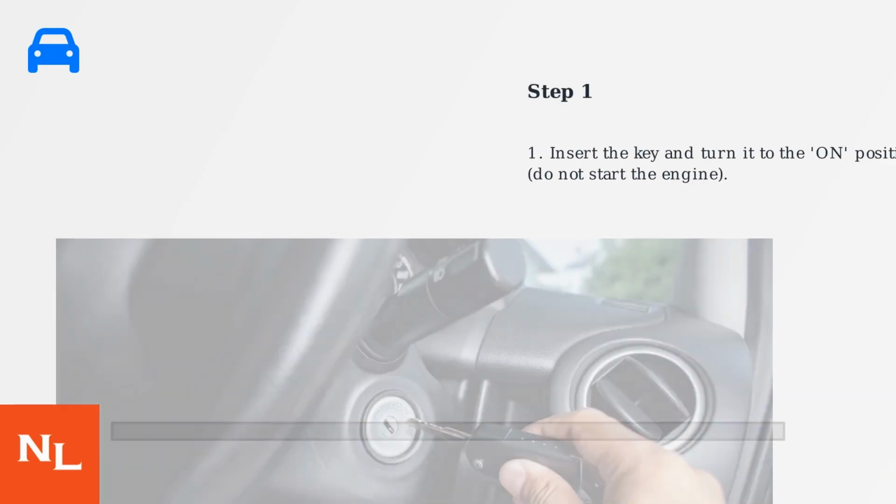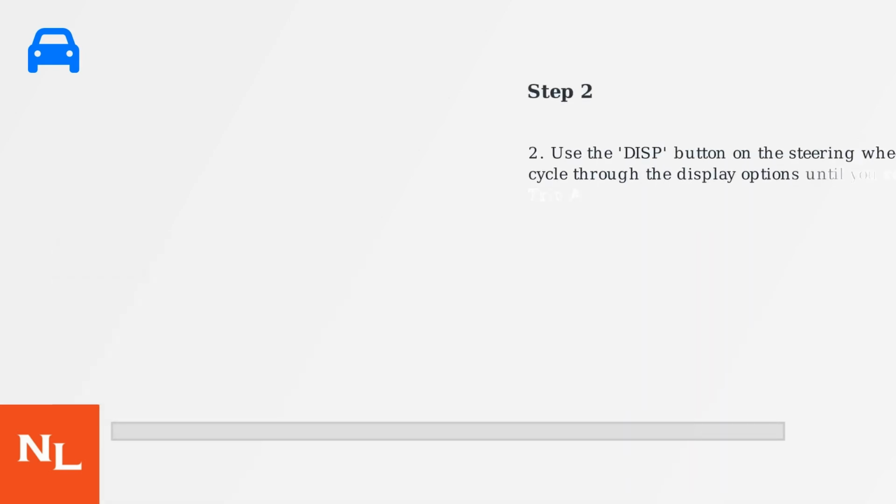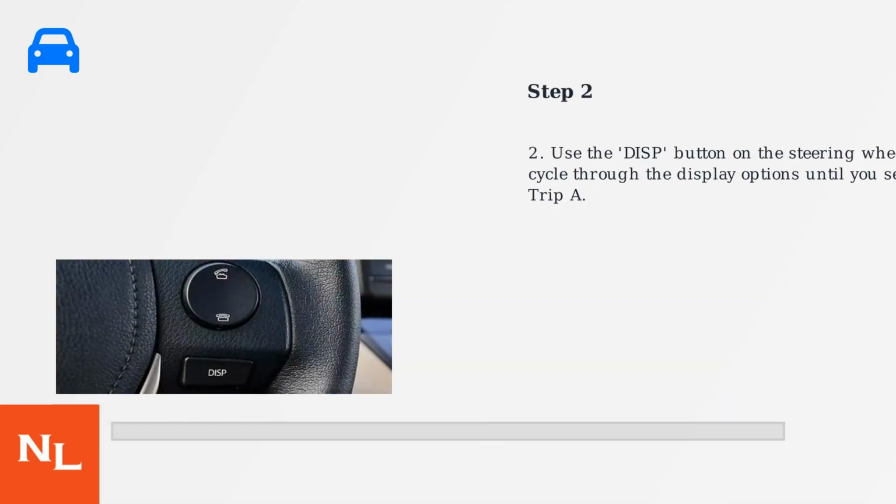1. Insert the key and turn it to the on position. Do not start the engine. 2. Use the Display button on the steering wheel to cycle through the display options until you see Trip A. 3. Turn the ignition off.